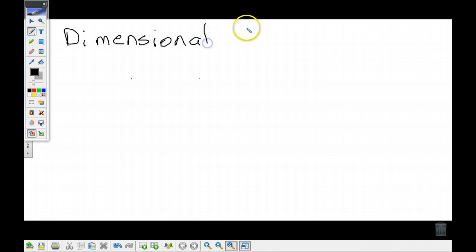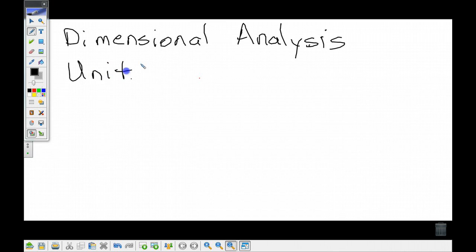Dimensional analysis. You will maybe find it on YouTube and Google and other places. Some people refer to this as unit fractions.